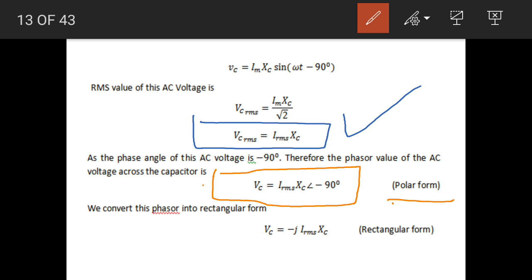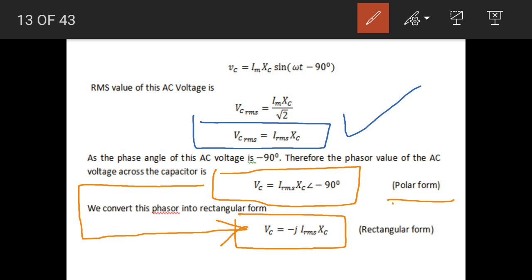We convert this polar form of representation into a rectangular form. If we convert the polar form into rectangular form, the real component will be 0, and the imaginary component will be negative. So the voltage across the capacitor will be equal to minus j I RMS times Xc. So the voltage across the capacitor is an imaginary phasor. This imaginary phasor is negative.